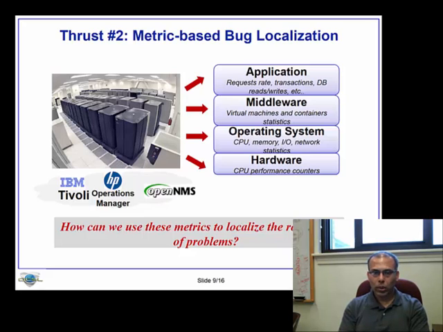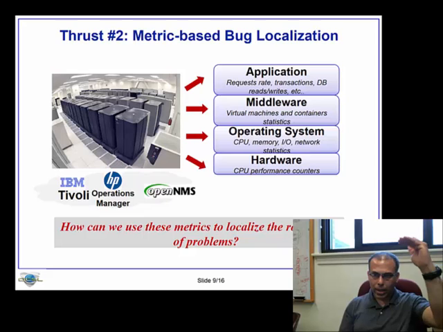Another aspect of work in this thrust is metric-based bug localization. So today's distributed applications running on large numbers of machines collect a lot of information from the entire software stack on these machines, starting from the hardware level information like CPU performance counters, going up to the operating system, what is the utilization of the CPU, the memory, the I/O, the network, to the middleware level. For example, if you're running in a virtualized environment, what are the numbers of virtual machines, what are the numbers of containers, and what's the utilization for each virtual machine or container.